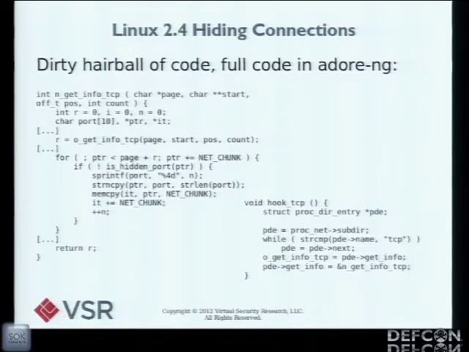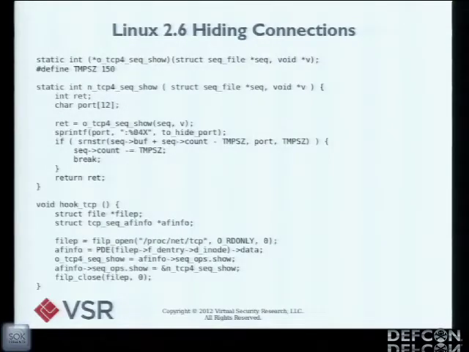Looking at Adore-ng, this is how it's done. It couldn't all fit on a slide, but basically the same concepts apply. Basically run the original function that returns the information associated with active connections and listening ports on the router, and simply parse out the information that you don't want. So we get the original output of ProcNet TCP, simply iterate through and remove any entries that we don't want, and then display it to the user.